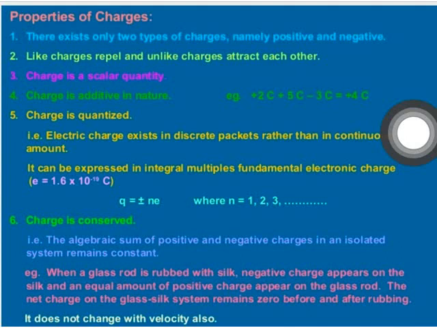To understand this, again consider the same example as we have discussed in the first part, that when a glass rod is rubbed with a silk cloth, it develops a positive charge, but at the same time the silk cloth develops an equal negative charge. Thus, we can say that the net charge of the glass rod and the silk cloth is zero as it was before rubbing.